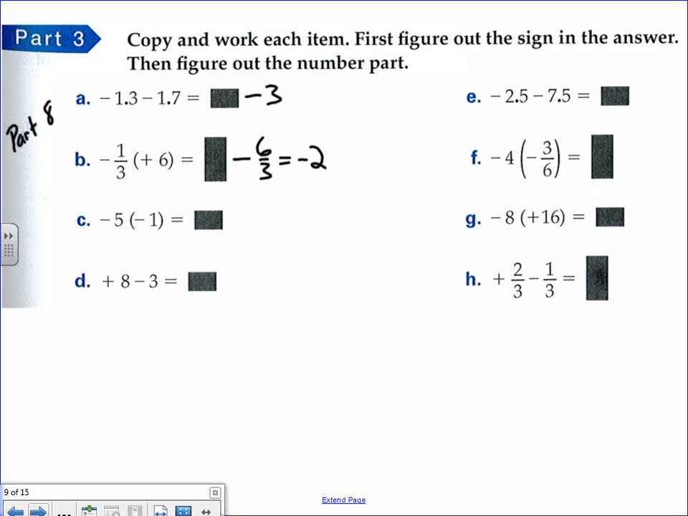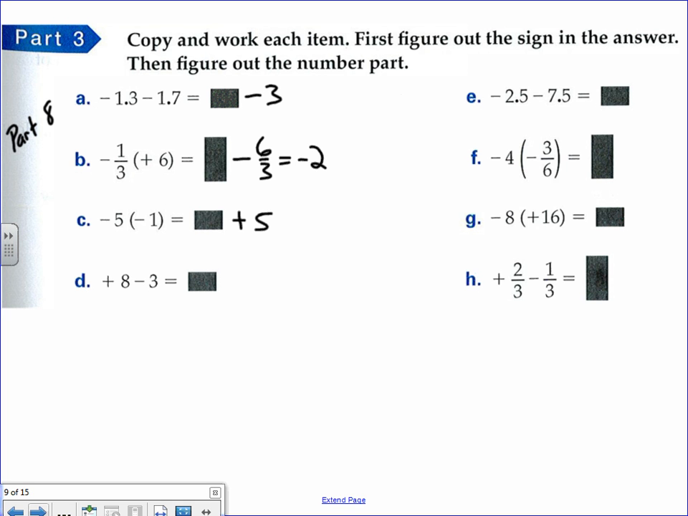Okay, letter C. Again, the parentheses tell me we're multiplying. Okay, negative times a negative, the signs are the same, so I know my answer is going to be positive. 5 times 1 is 5, so we have positive 5. The positive symbol is optional. You don't have to write that if you don't want to.